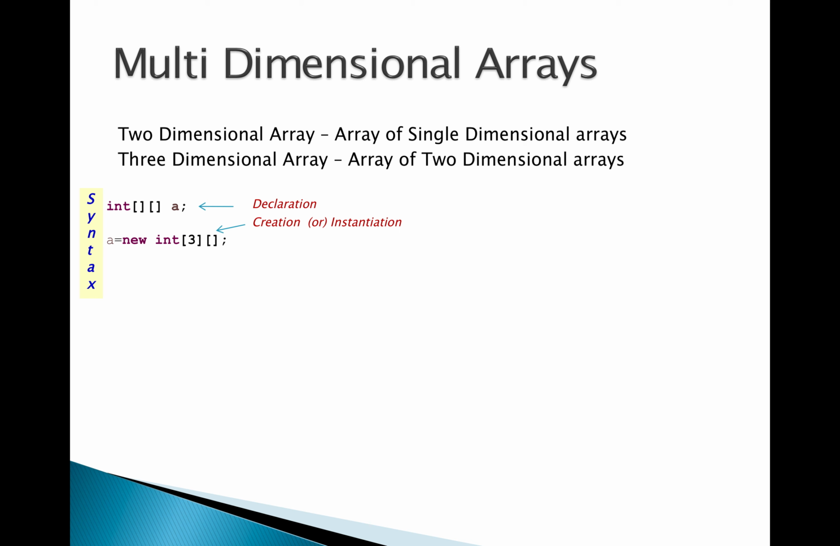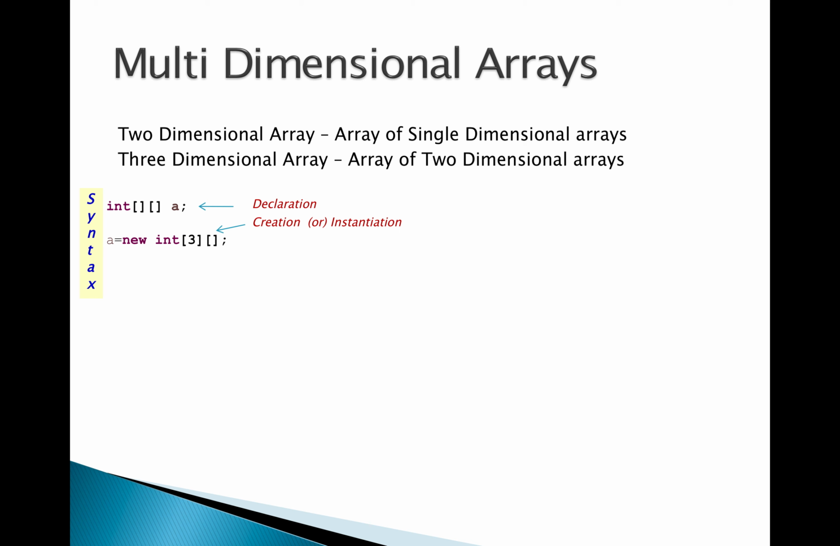How much length is the two-dimensional array going to be? I'm saying it is going to hold 3 one-dimensional arrays. That's what it says. But the next bracket says how many elements each of those one-dimensional arrays is going to hold. If I'm not sure about it, I don't need to specify that. If you're sure, you can specify that. So this is a two-dimensional array which is going to hold 3 one-dimensional arrays that I need to specify.